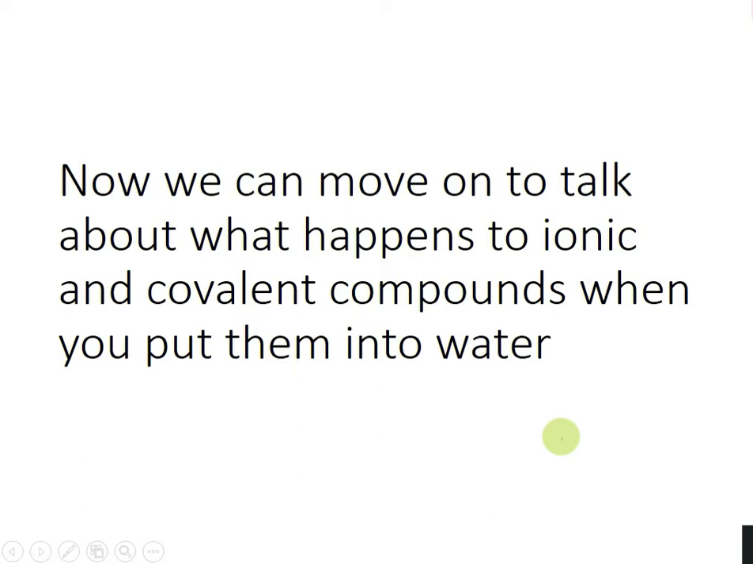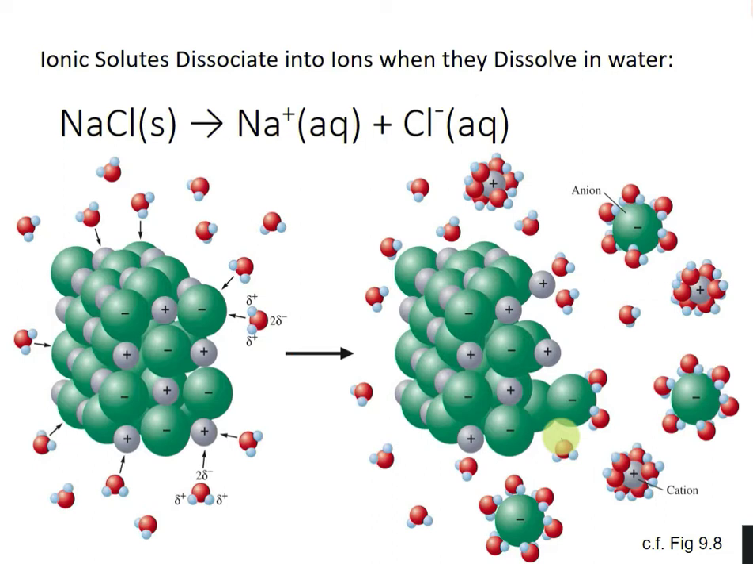Okay, now I want to talk about the conceptual side of what happens to ionic and covalent compounds when you put them in water. If I have an ionic solute, because there are already ions in it, when I put it in water, they dissolve, but then they dissociate. Dissociate means they're no longer stuck together as positive and negative ions in an ionic compound. They're separated into negative ions surrounded by water and positive ions surrounded by water. So ionic compounds, when they dissolve, also dissociate into their two ions.